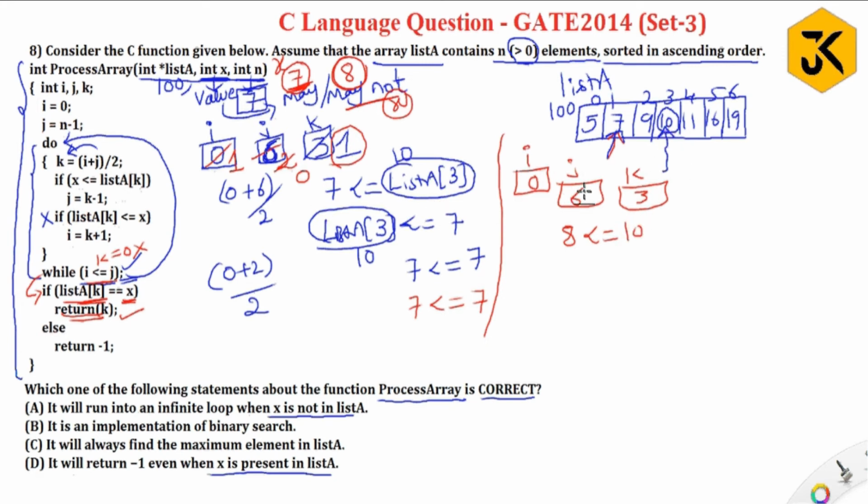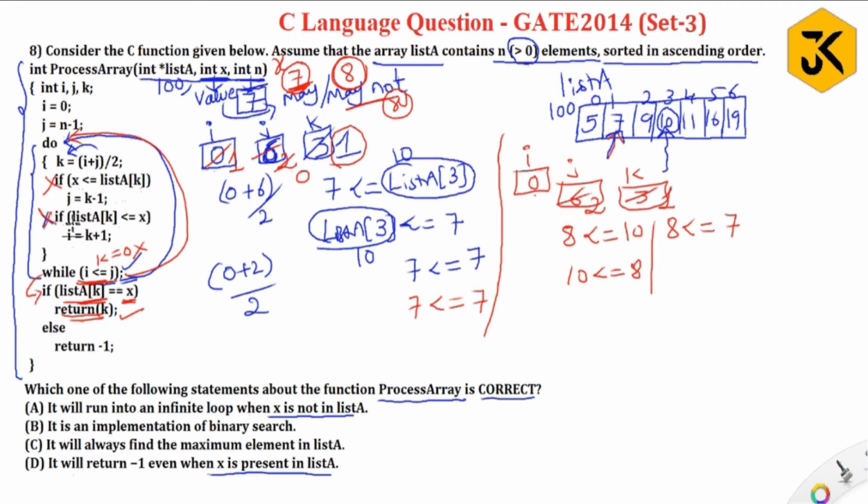As the condition is true, then j value is decremented by 1, that is 3 minus 1, you will get 2. Next, this statement: 10 less than or equal to 8. Condition fails. Then it is going to check this condition: while i less than or equal to j, 0 less than or equal to 2, condition is true, then it is going to execute once again. Next, k equal to 0 plus 2 by 2, 0 plus 2 by 2 is 1. Then x value, I want to search for 8. 8 less than or equal to list A of 1. List A of 1 is what? 7. 8 less than or equal to 7, condition fails.